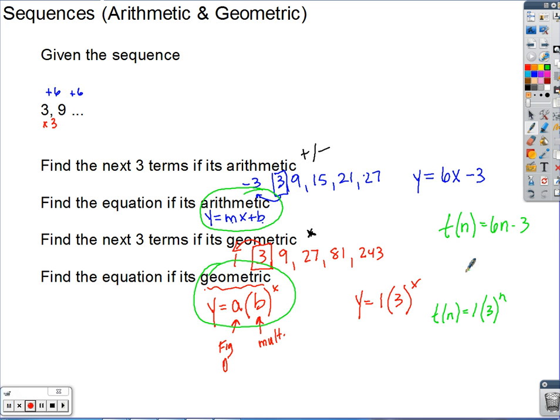Keep one thing in mind. N must be a positive integer. It means it's got to be a whole number, it's got to be positive, the n value. There's no such thing as a half term in a sequence. Think about a ball bouncing. The ball can never bounce a half a time. The ball either bounces, okay, or it doesn't.